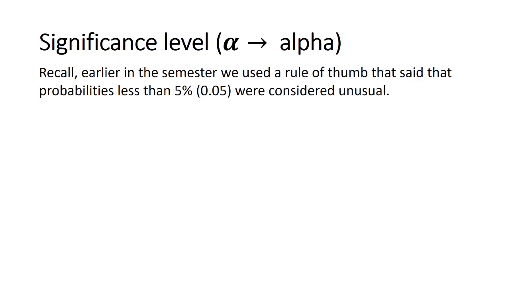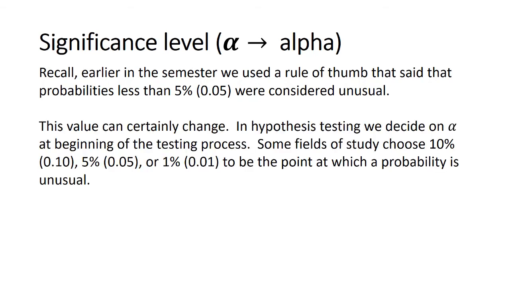So recall earlier in this semester we used a rule of thumb that said that probabilities less than 5% were considered unusual. Well, this value can certainly change. 5% sort of seems arbitrary. So in hypothesis testing, we decide on alpha at the beginning of the testing process. And it really depends on the field of study. Some of them choose 10%, others like 5%, and some want 1% as their alpha level, which is basically the point at which the probability is considered unusual.